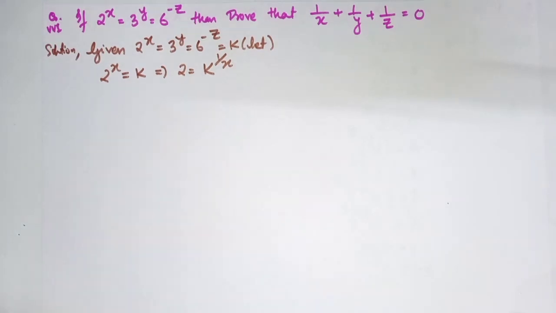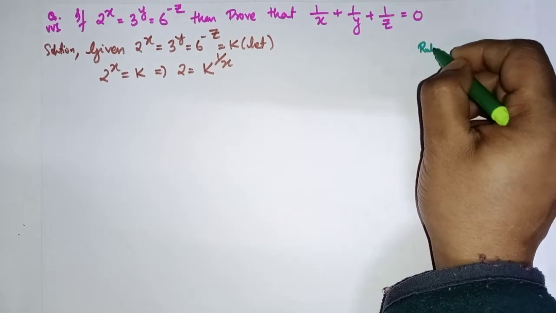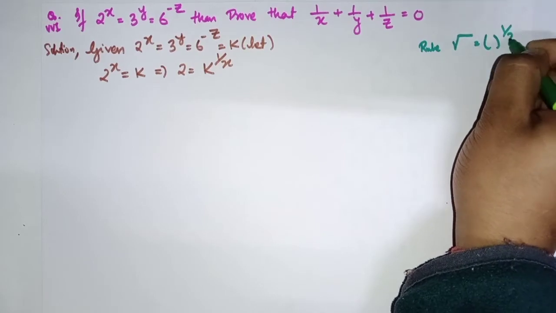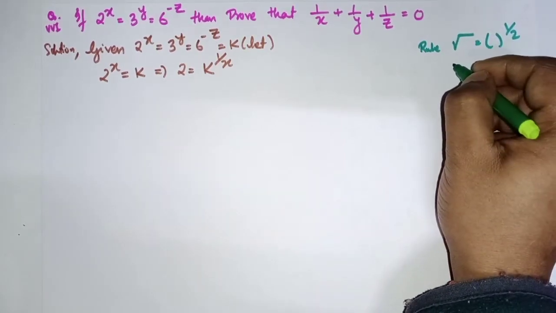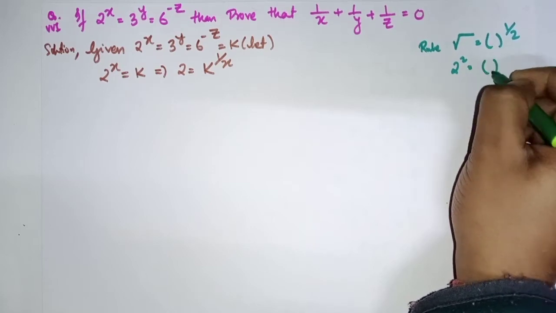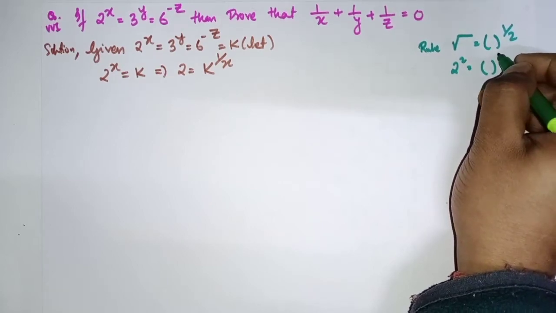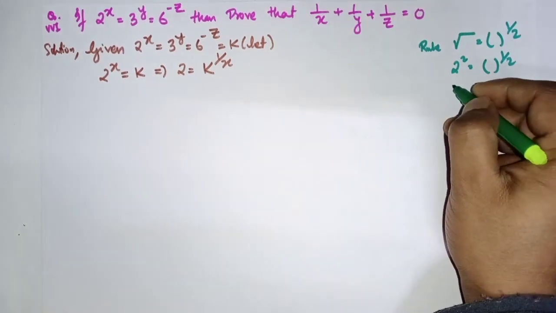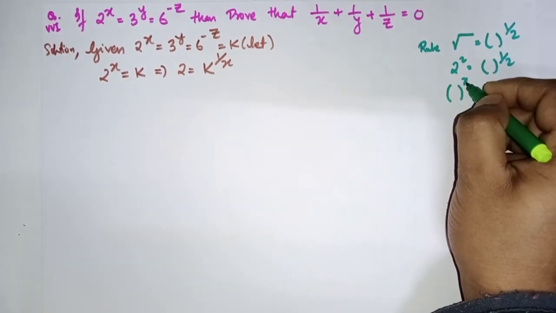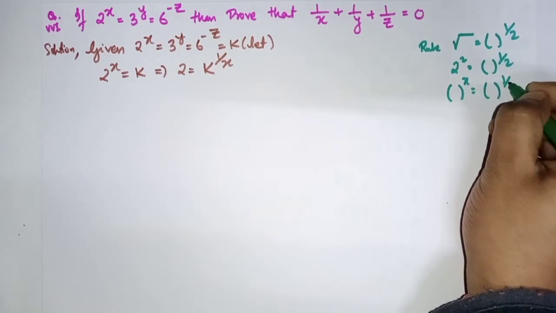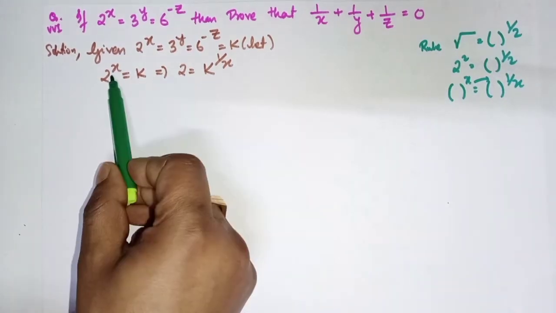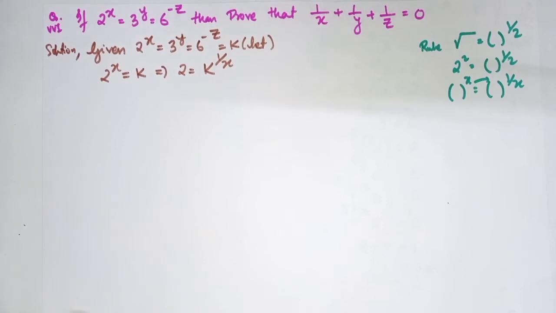There is a rule we have already done in indices. Suppose I have a root here, that is power 1 by 2. Similarly, suppose 2 square is there. Whenever this square goes to the other side, it will be a root, that means it will be 1 by 2. You can note this also: anything to the power, suppose here it is x, whenever it goes to the other side, it will be 1 by x. Similarly here, 2 to the power x, when it goes to the other side, it will be 1 by x.